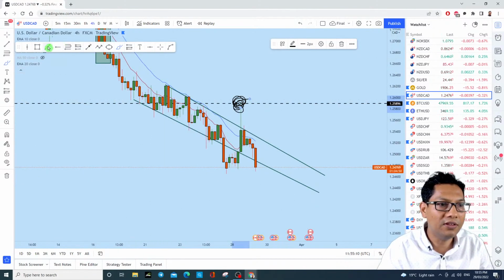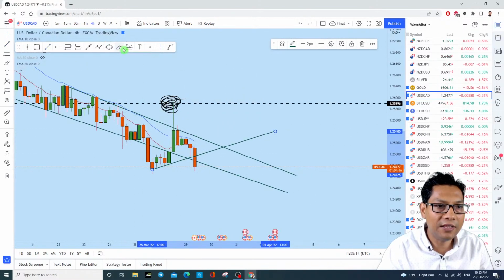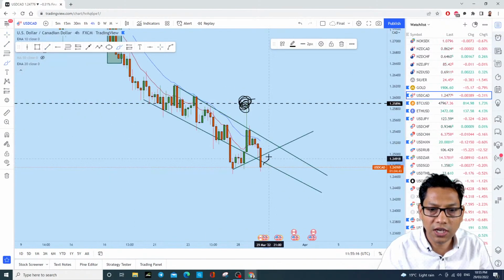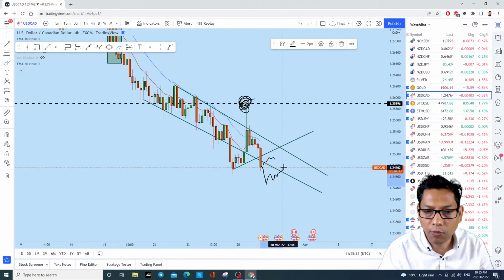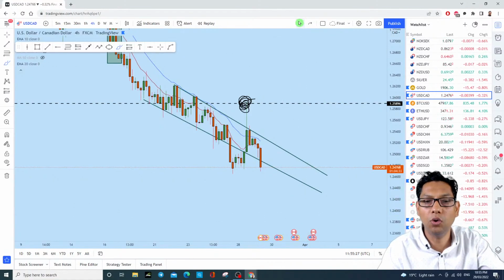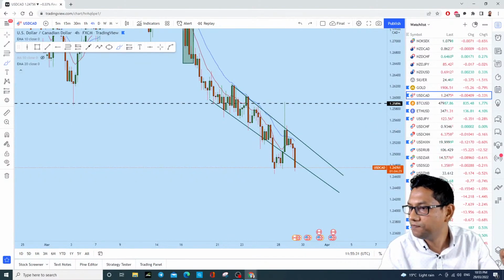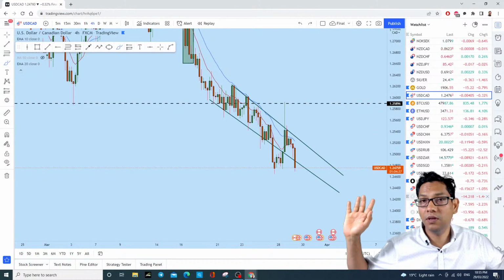Okay, so where can we sell USD CAD? Let me draw this line. We might see in the next session or so a retracement, or maybe further down, and we will be waiting for a slow retracement, a couple of dojis, and then we will be selling short USD CAD. Short, even without looking at the higher time frame, I would say that it is short. Let's see, but I could be wrong.